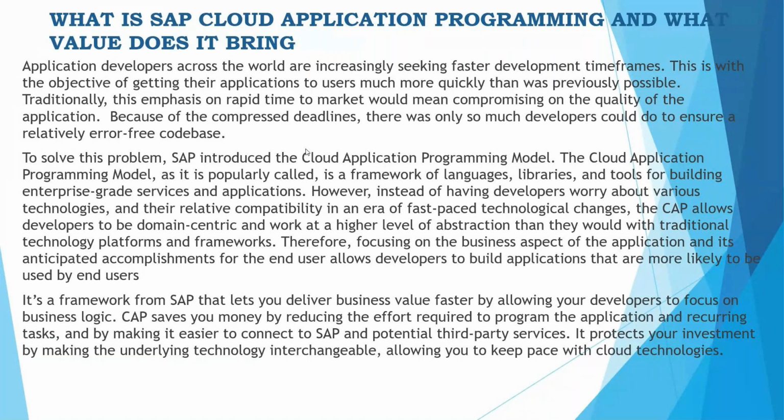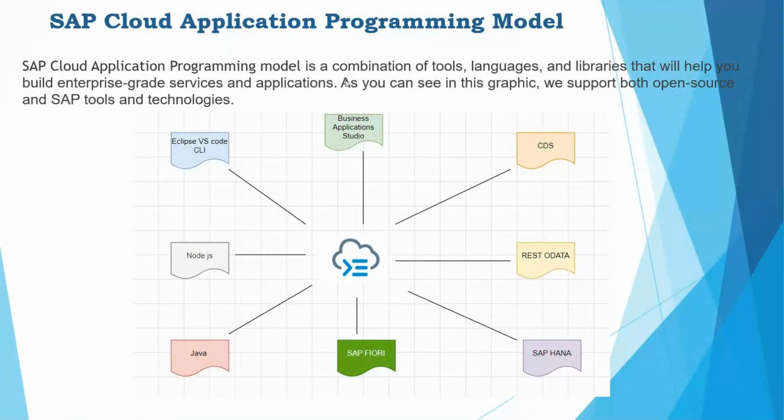So now, the cloud application programming model is a combination of tools, languages, and libraries that helps you develop enterprise-grade applications. If you look at this, in CAP you can use Java, you can use SAP Fiori, you can connect to the SAP HANA database, and for HANA you can also consume through OData. You can create a CDS view, you can develop in Business Application Studio or Visual Studio, and you are going to use Node.js or Java. So this is what it is going to support.